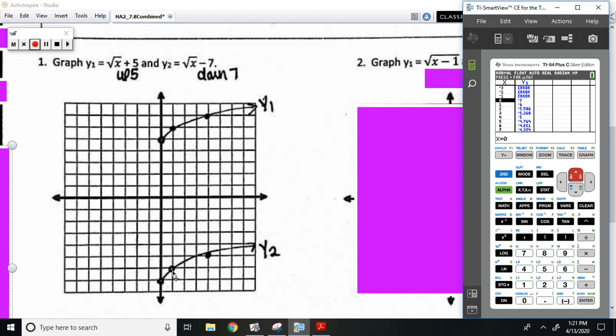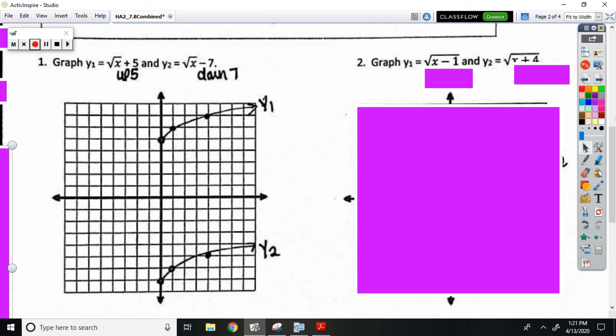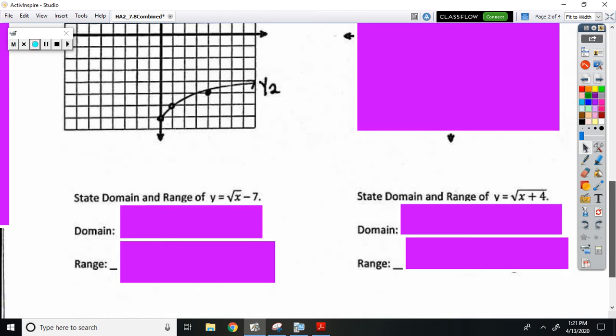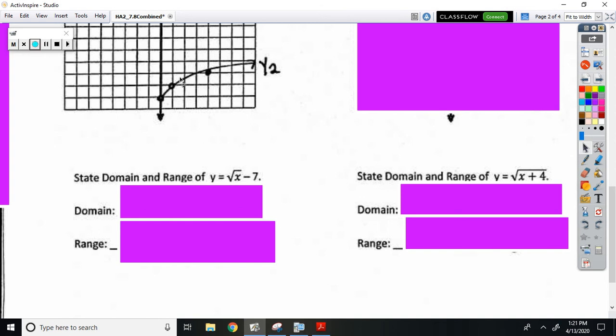(1, -6), (4, -5). You can see again, this one has the same shape to it. I just labeled these y1 and y2 to be different. Then on your homework, I'm going to ask you a lot about the domain and range of each of these. So it wants you to find the domain and range of the second one, which is our y2.